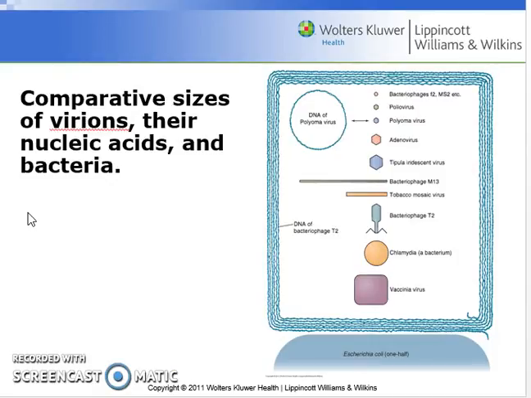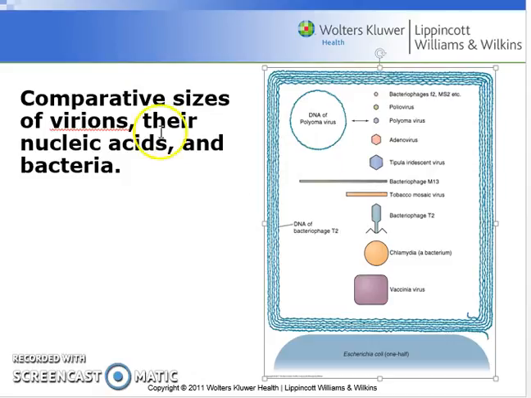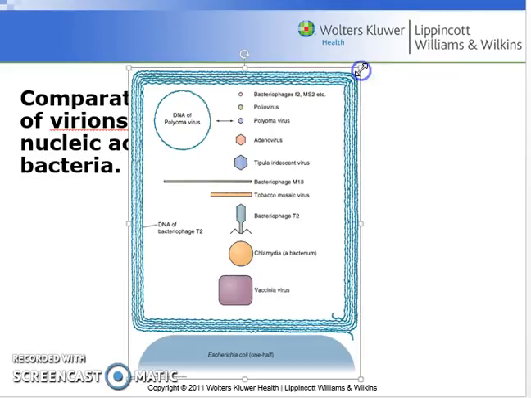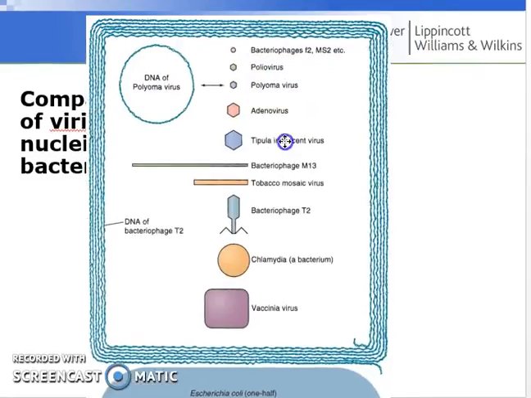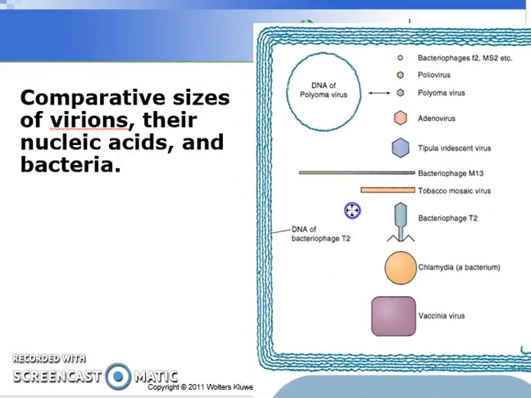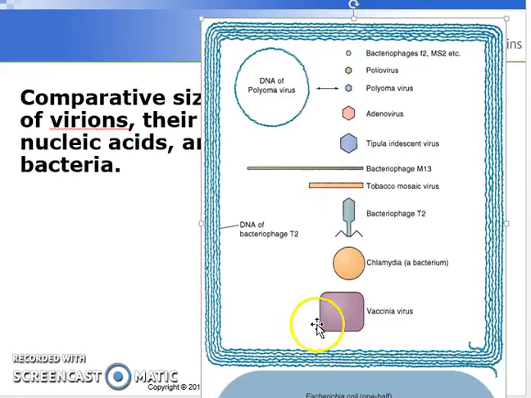Okay, so let's move on to some different sizes of the virions, as well as relation to nucleic acids and bacteria. If you look at this particular diagram, you can see that these viruses are all lots smaller than bacteria, as we have talked about before. But there's a good variation of the different sizes of viruses out there. Because remember, these are so incredibly tiny, we have to use specialized microscopes in order to view them.